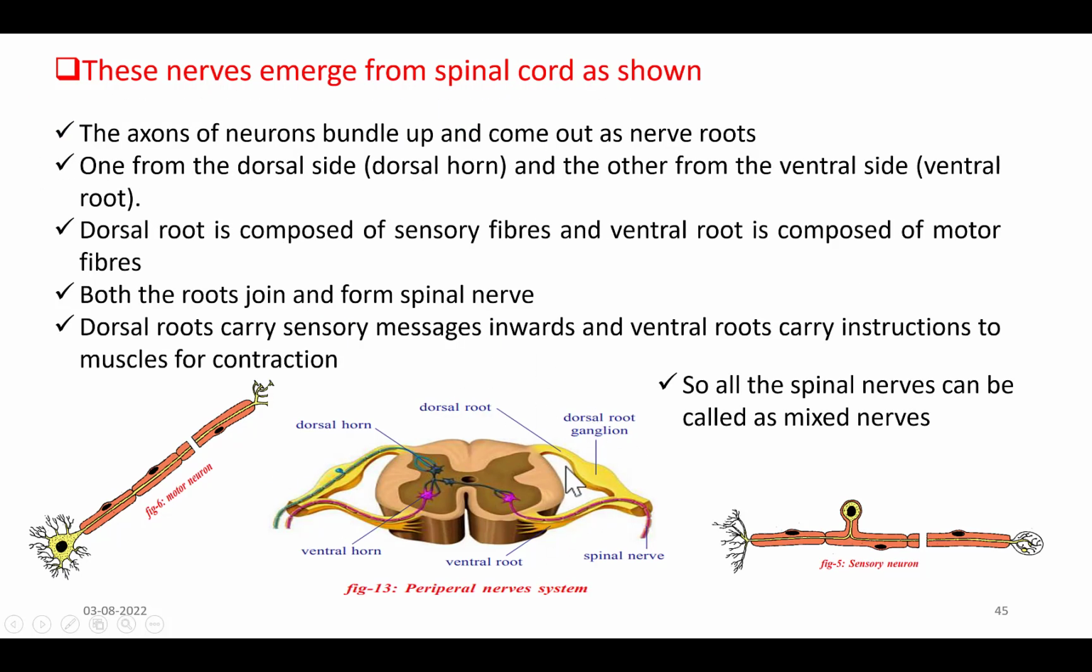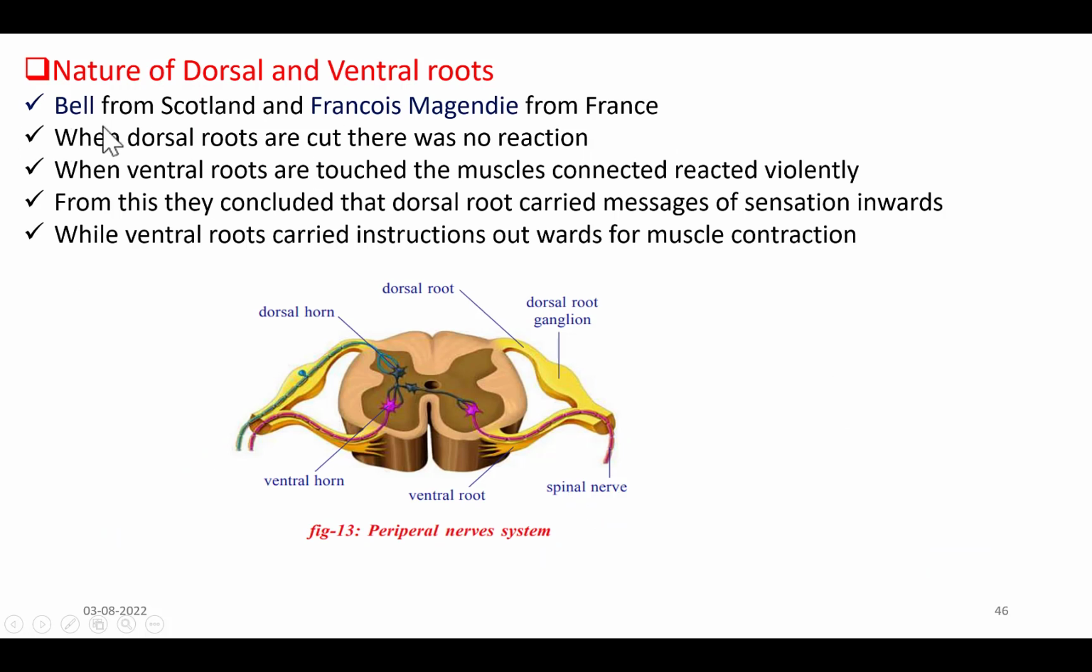Let us now understand how scientists came to know about the nature of dorsal root and ventral root with their experiments for the first time. In the 19th century, there were two scientists, Charles Bell from Scotland and Francois Magendie from France. They took an experimental animal and cut the dorsal roots of the spinal cord at some region, and they found that the animal did not show any reaction. But when they touched the ventral roots, the muscles connected with that spinal nerve reacted violently.